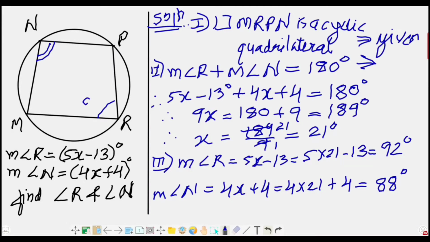So you got this as 92 degrees and this you got as 88. 92 plus 88 is 180 degrees. So your angles are supplementary. This indicates that your answer for x is correct.